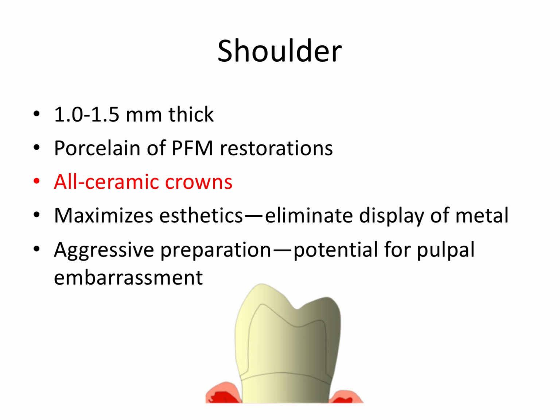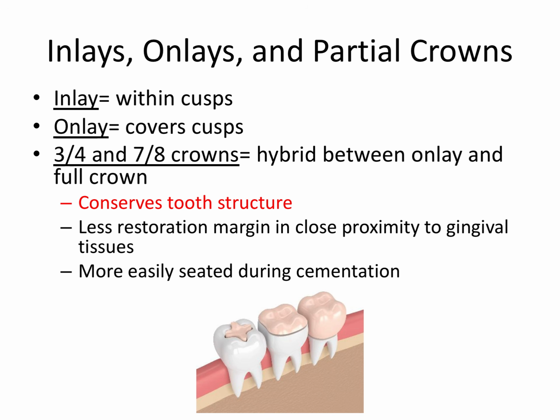It maximizes aesthetics because it eliminates the display of metal. However, it's an aggressive preparation. There's potential for pulpal embarrassment, basically getting too close to the pulp if you're making the margin really, really wide. So to summarize, light chamfer for metal, heavy chamfer for PFM and some all ceramic, shoulder for all ceramic. It's a super broad overgeneralization, but for the board exam, it helps.